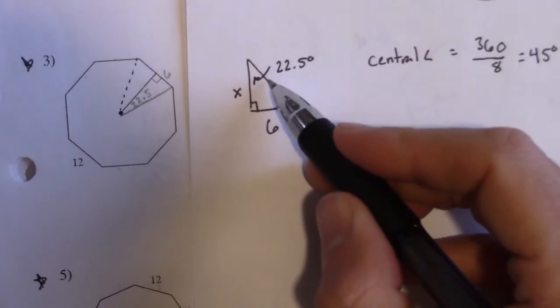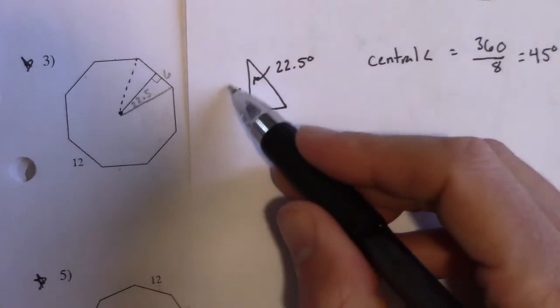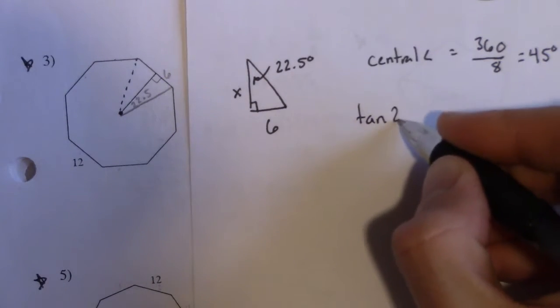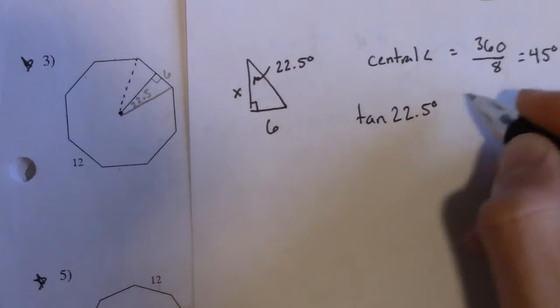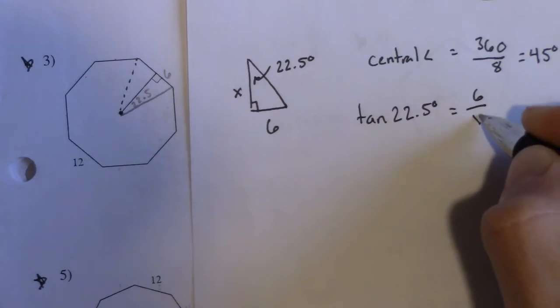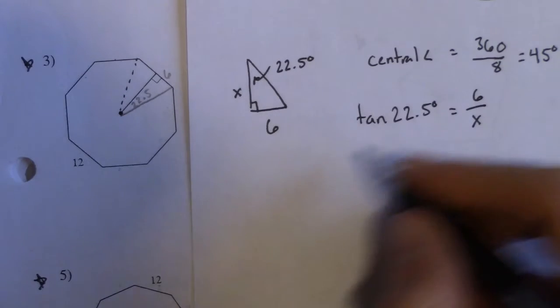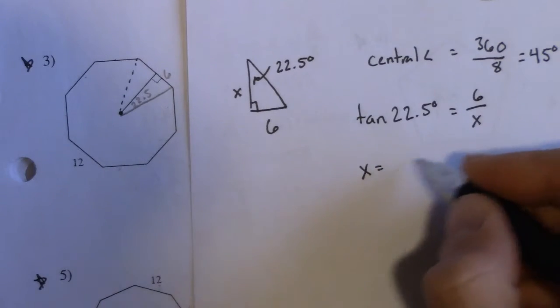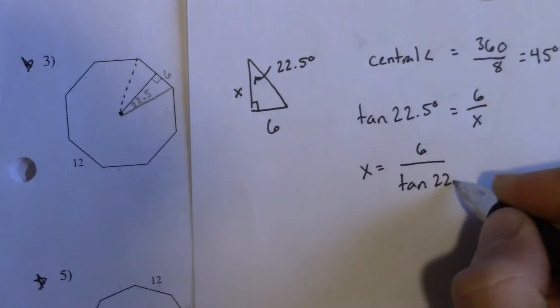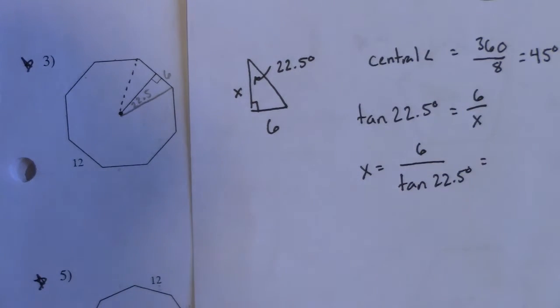Based on the 22.5 degrees, this side is opposite, this side is adjacent, which means tangent. So I can set up tangent of 22.5 degrees is equal to opposite over adjacent. Moving this around, I get that x is equal to 6 over tangent 22.5 degrees. And I can then plug that in.